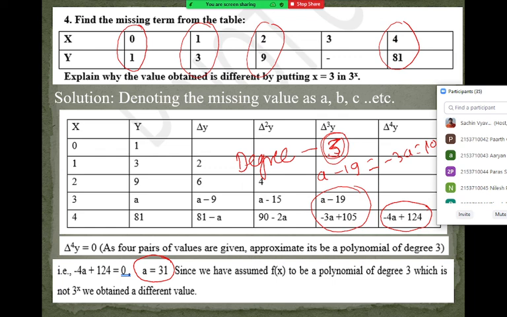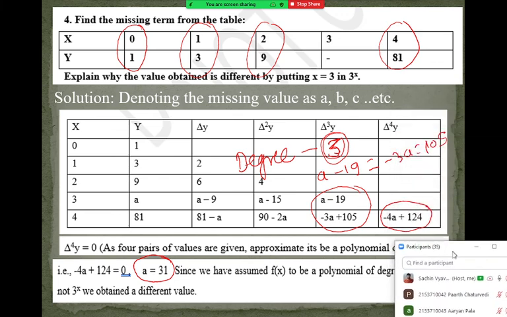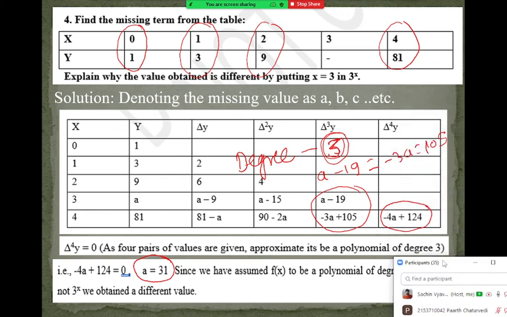But suppose instead of giving the 4 pairs, we are given 10 pairs of x and y. Remember, the accuracy goes higher, so it goes closer to 3 raised to x. It means we may reach 27 also. Got it? Yes, sir. Okay. So this is the way we generally find the missing values from the table. So let me do one or two examples on this, and then we'll stop.